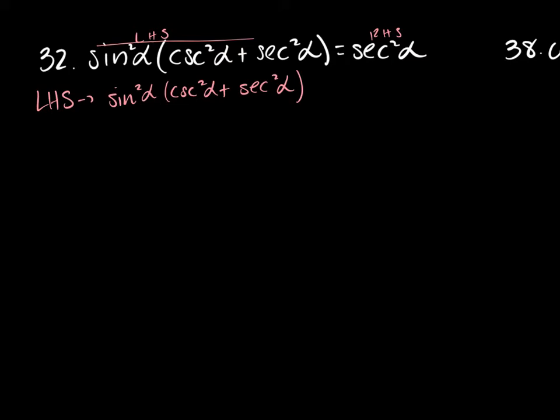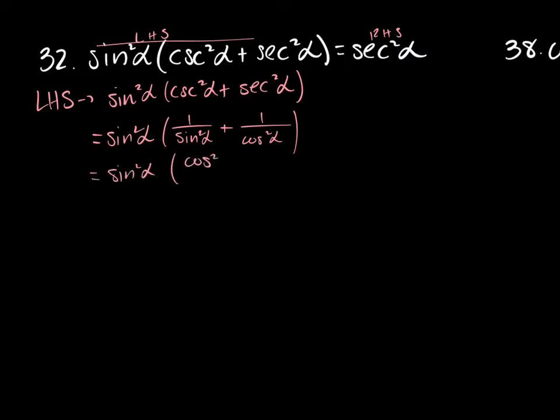So what I'm first going to do is change everything to sines and cosines. So I already have sine squared alpha on the outside, so I'm just going to copy that. But on the inside, I've got cosecant squared alpha, which is 1 over sine squared alpha, plus secant squared alpha, which is 1 over cosine squared alpha. Okay. Then I'm going to get a common denominator inside the parentheses. So this will be cosine squared alpha plus sine squared alpha over sine squared alpha cosine squared alpha.